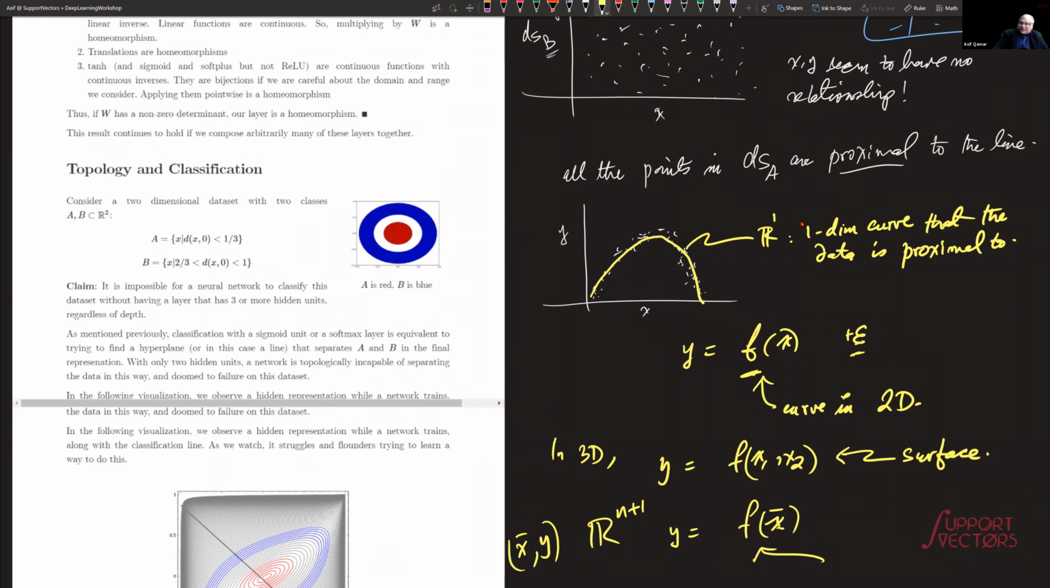And this would be an n-dimensional hypersurface. Does this make sense, guys? Is this generalization making sense? In 2 dimensions, the function lives in 1 dimension, namely it is a curve. In 3 dimensions, the function lives in 2 dimensions. In other words, it's some surface. And you can generalize to higher dimension.